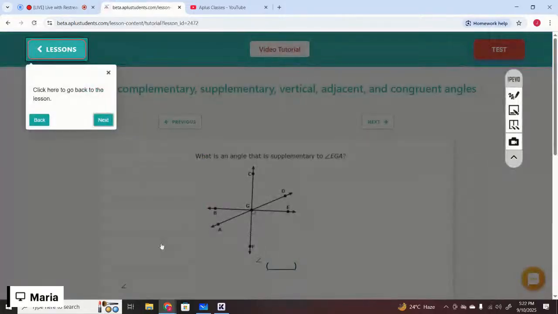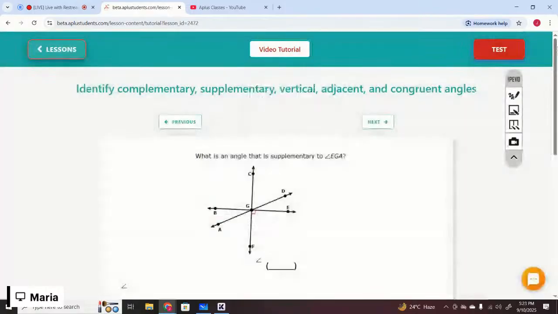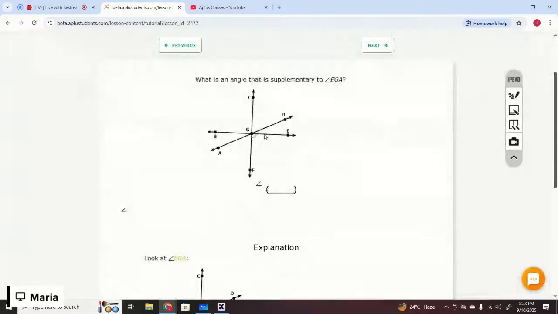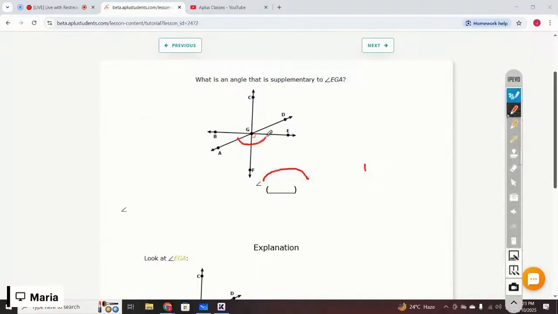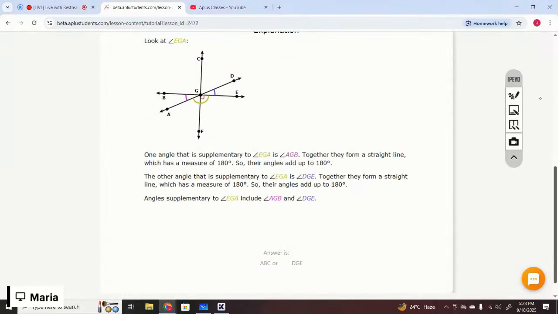What is an angle that is supplementary to angle EGA? Let me see where EGA is. Here you need to find which angle makes it supplementary. Supplementary angles are the ones whose sum must be 180 degrees. You need to add this portion, that means AG. The correct option is angle E, right?